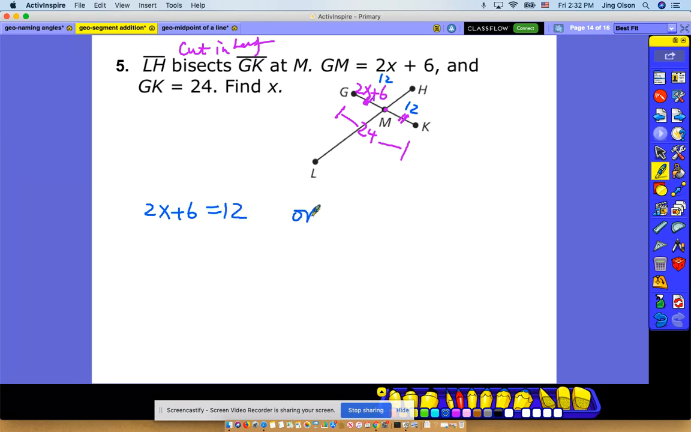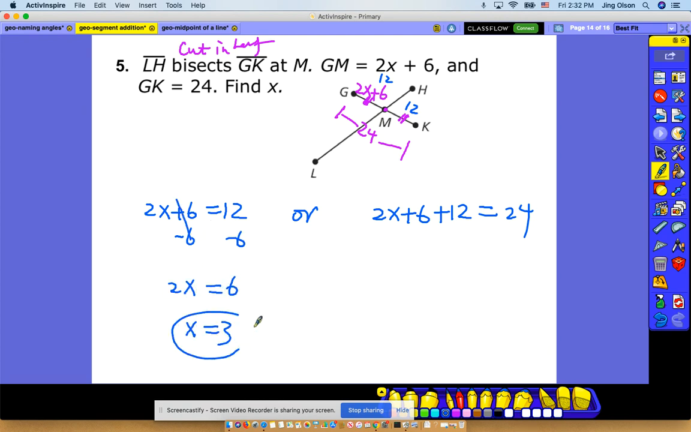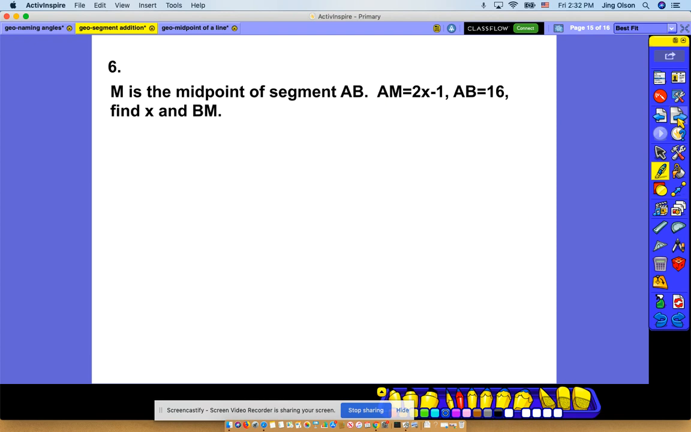Or you can have a different equation. If you're going to use the segment addition, that will be 2x plus 6, that's this one, plus MK. MK is 12, equal to the total. That is 24. This equation is also okay. Both the equations are right. Whatever one you prefer. I think this one's a lot easier. So subtract 6. 2x is equal to 6, divided by 2, x is equal to 3. If you solve this equation, you're still going to get 3. So find x, we did. x is equal to 3.